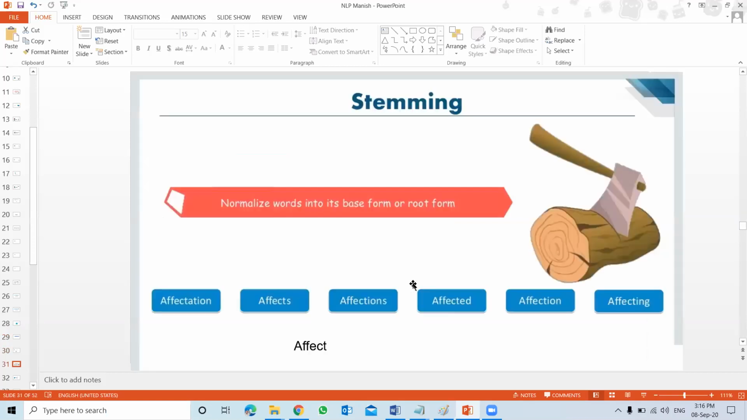Next one, we are talking about stemming. So guys, stemming and lemmatization are the two keywords here in NLP. Stemming means how we can find the root keyword from multiple words. Like here we have affections, affect, affected, affection or affecting. So we have multiple keywords here. Which is the common keyword from all the values? This is called affect. This is the meaning of stemming.